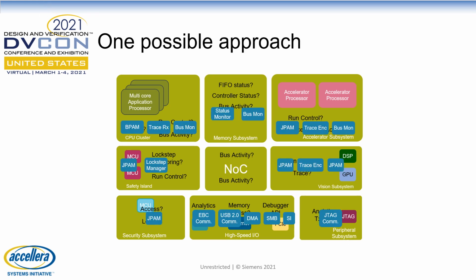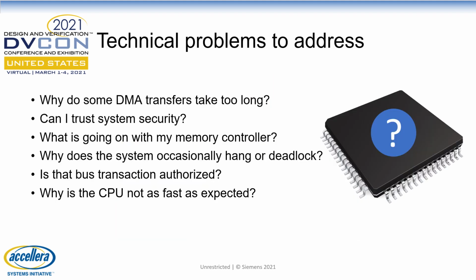One possible approach to addressing this visibility is to instantiate various embedded analytics IP instances in the system to collect the required information. Some of the technical problems that can be addressed using the embedded analytics IP include: why do some DMA transfers take too long? Can I trust system security? What is going on with my memory controller? Why does the system occasionally hang or deadlock? Is that bus transaction authorized? Why is the CPU not as fast as expected?